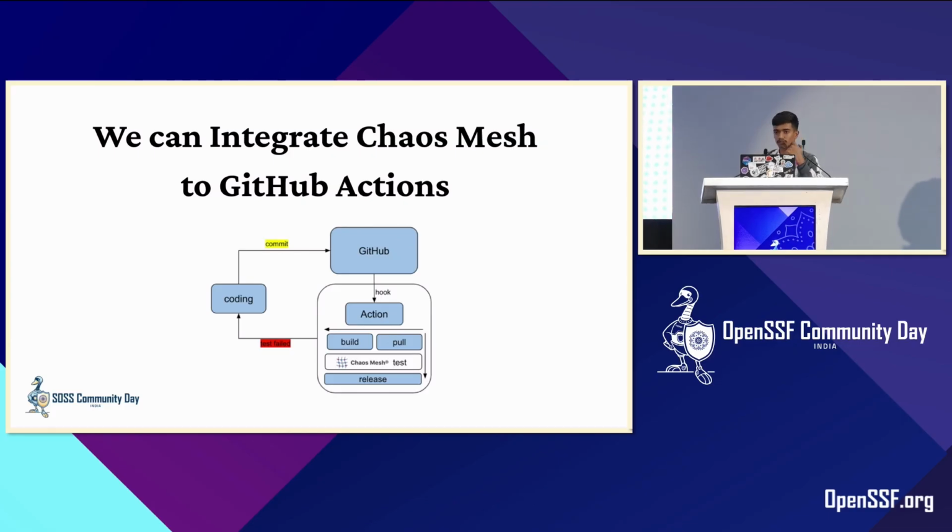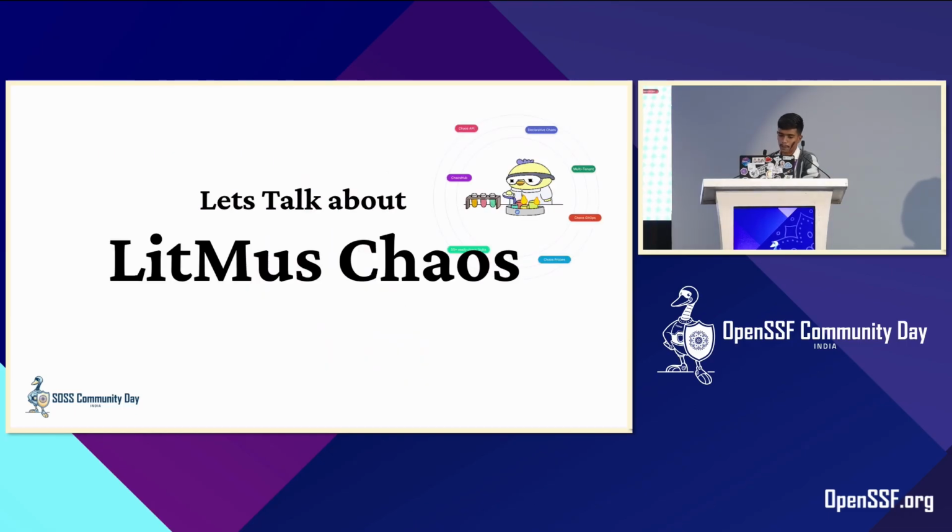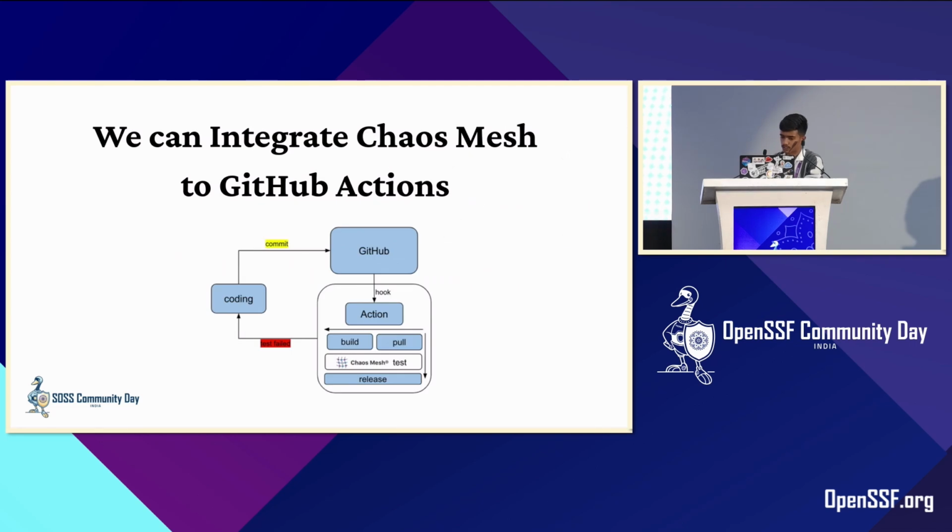so that whenever we make changes to the code and push it, it can test the code and also inject faults, before any attacker does. So that was about ChaosMesh.